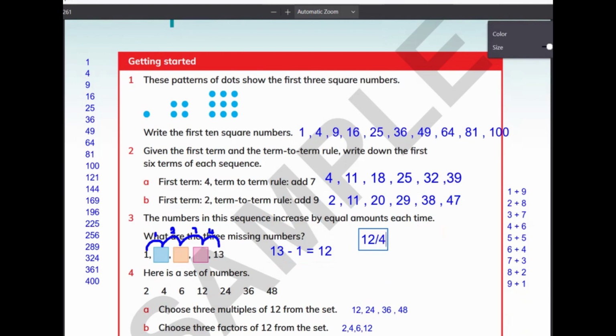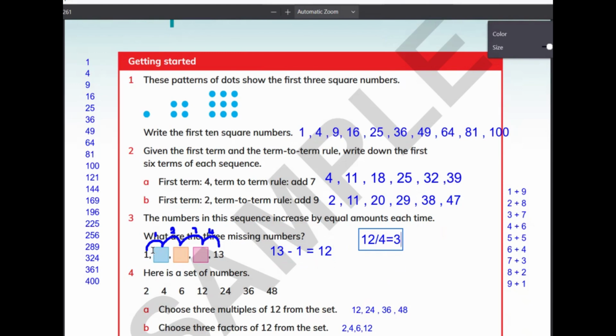Why? Whenever there are three missing numbers, that means you're going to add the term-to-term rule 4 times. If the missing numbers are 5 numbers, that means you're going to add it 6 times. So because we're going to add this number 4 times, we're going to divide the 12 by 4. And that answer is equal to 3. This 3 is the term-to-term rule.